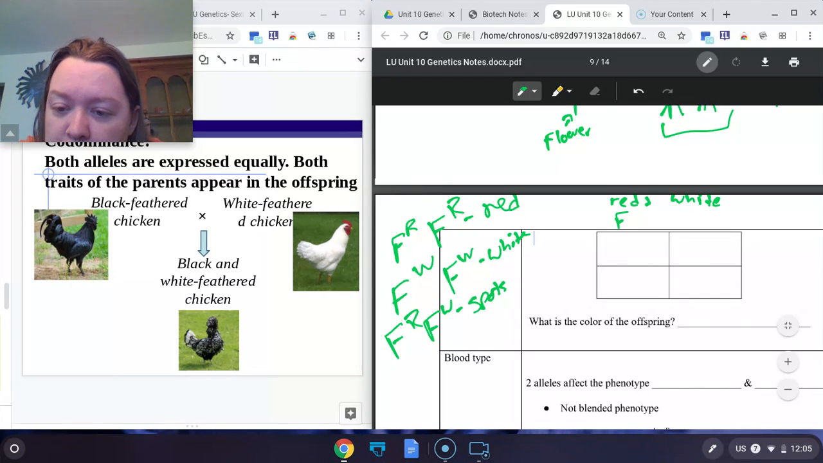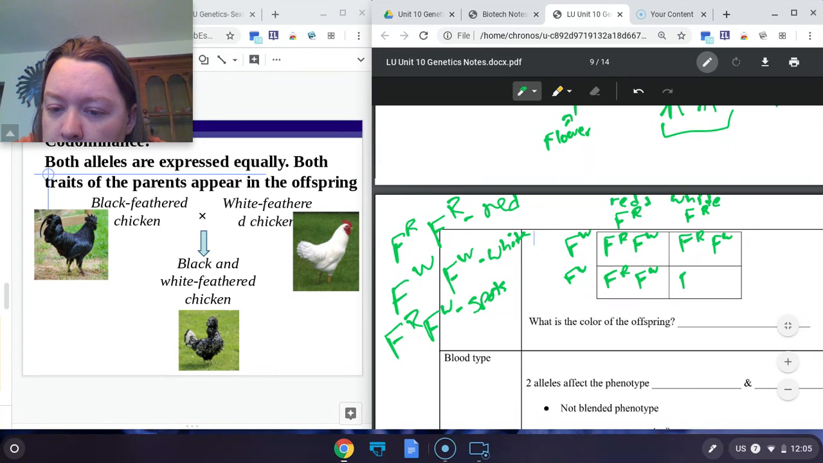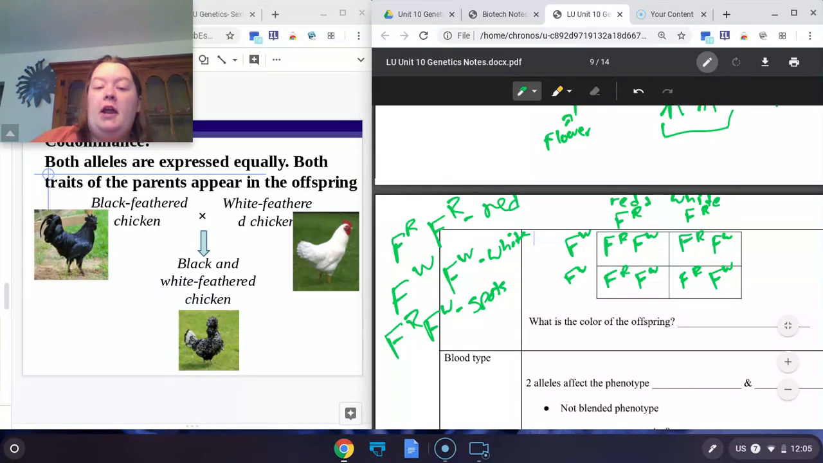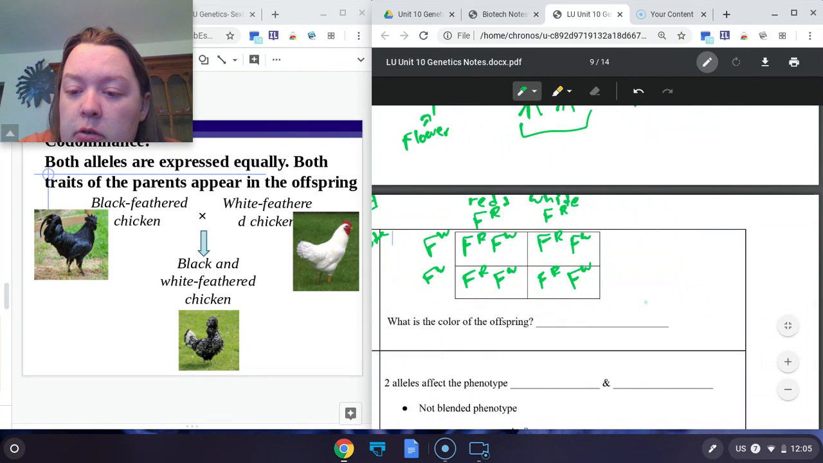Now I'm going to cross a red and a white. A red flower would be F big R, F big R. My white flower would be FW, FW. My cross is going to look the same as far as how I fill it out. So this is one way that I could fill it out, just like I listed here. But if that confused you, again, you just ignore the F's.